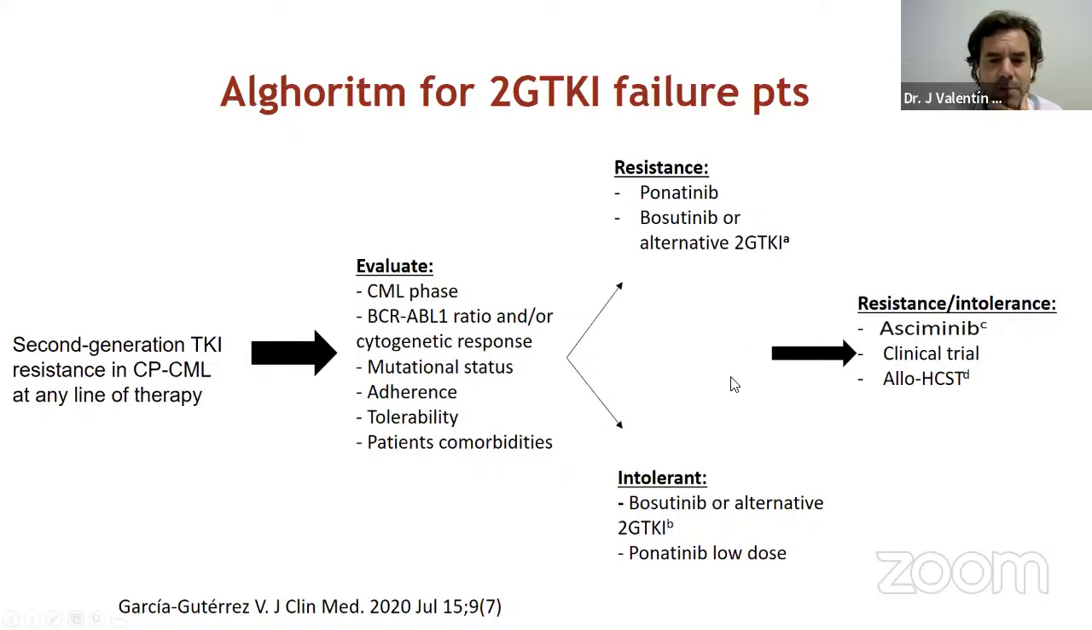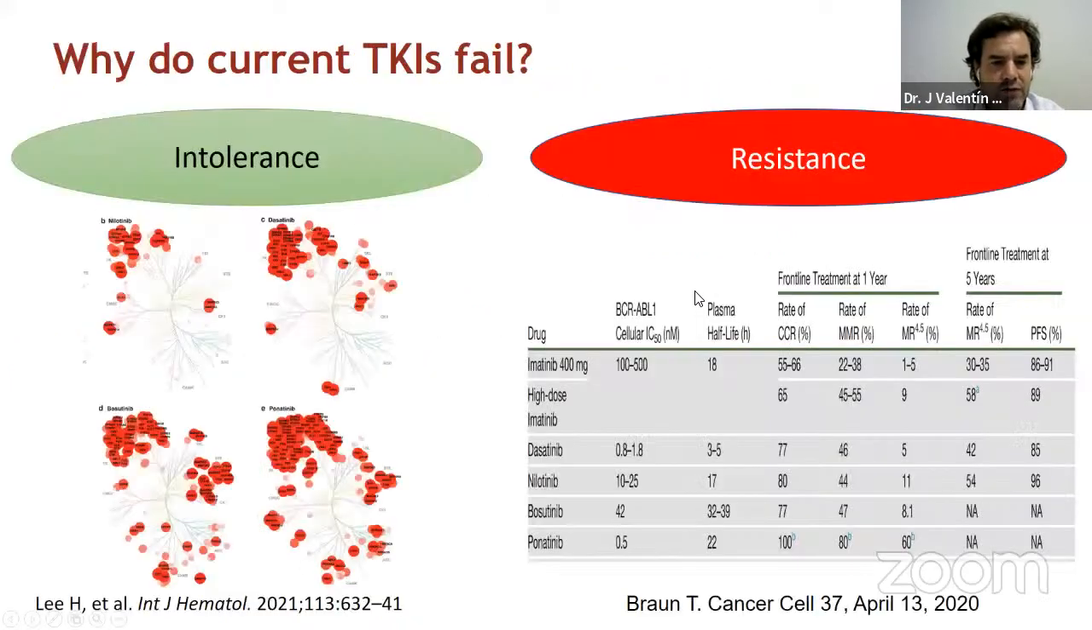If the patient failed to second generation TKI due to intolerance, they still have a chance to be treated with some other second generation TKI. Fortunately, recently we have approved in many countries a new treatment, which is asciminib. We are going to see it in the next slide, and the possibility of having asciminib available has completely changed this algorithm, because now we know that asciminib should be considered in both groups, in those patients that fail due to resistance and due to intolerance.